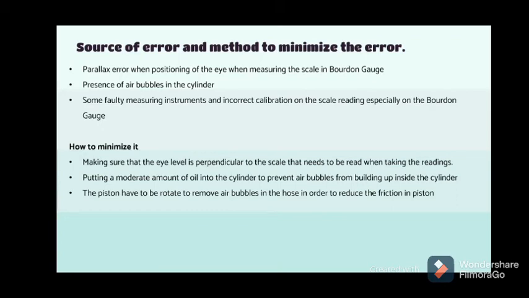We minimize it by making sure that the eye level is perpendicular to the scale that needs to be read when taking the reading. Next, by putting a moderate amount of oil into the cylinder to prevent air bubbles from building up inside the cylinder. And the piston has to be rotated to remove air bubbles in the hose in order to reduce the friction in the piston.